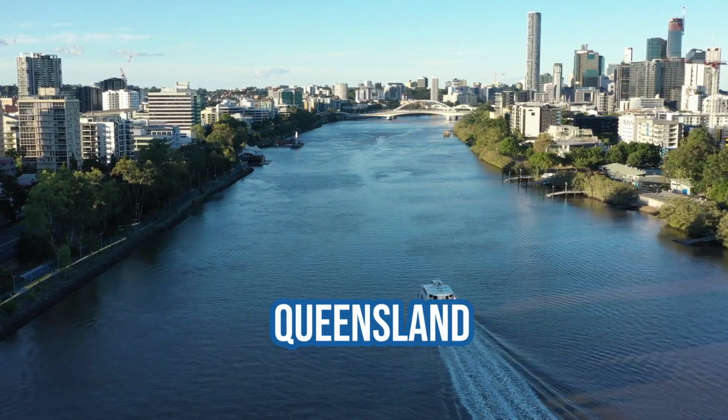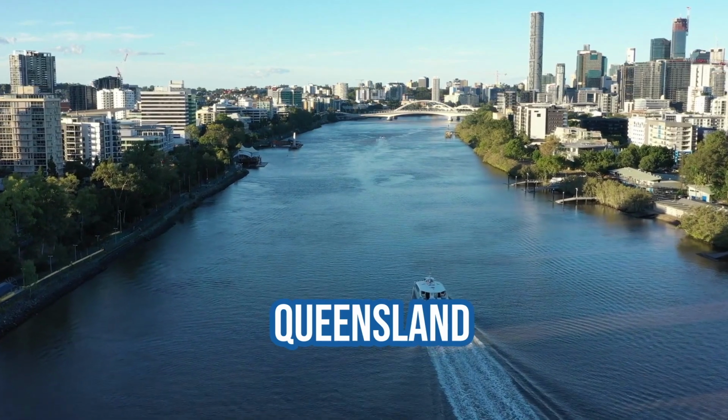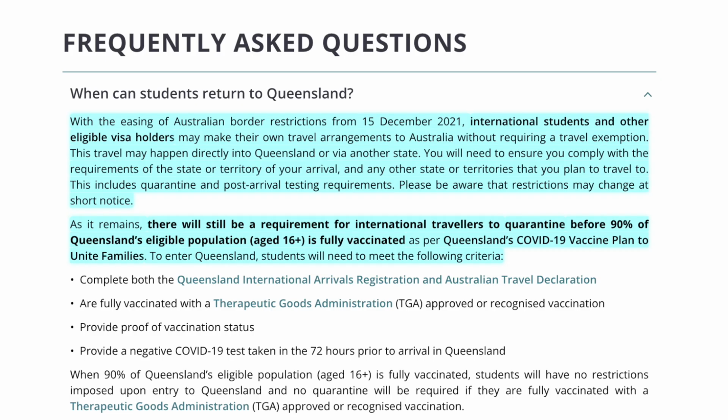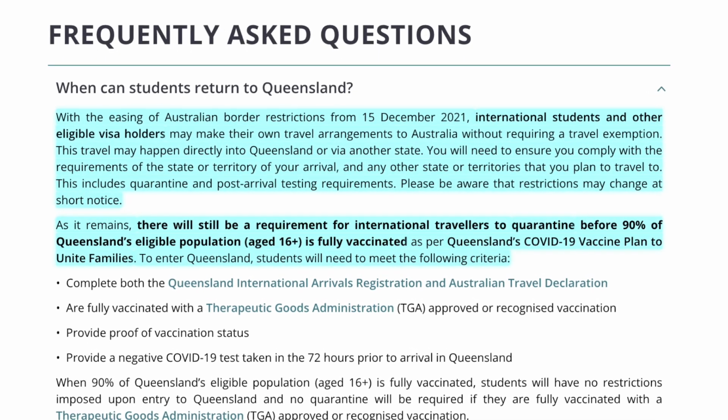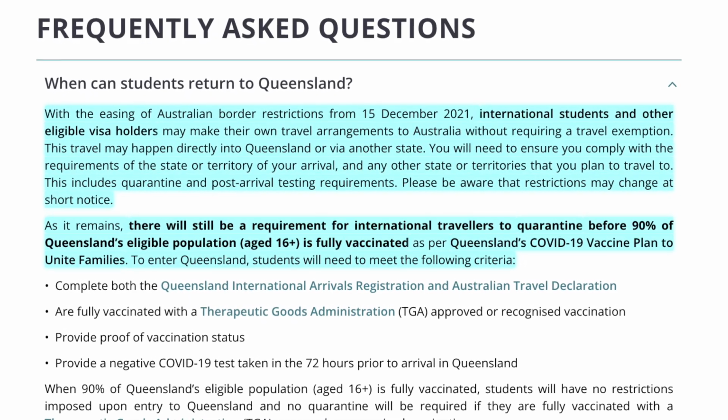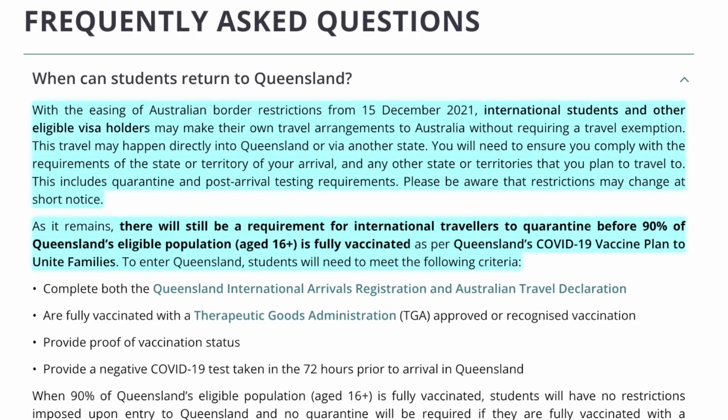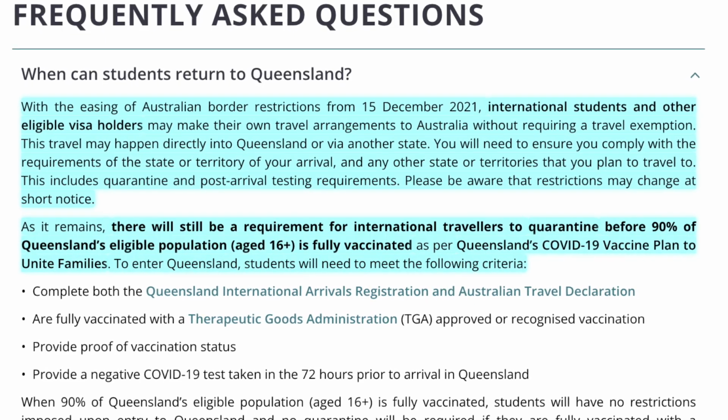Now the next one is Queensland. So the million-dollar question is, can students enter into Queensland right now? The answer is yes. But there is a requirement for international students that they must do 14 days of hotel quarantine at their own cost if they are directly arriving into Queensland at the moment. And the cost of that 14-day hotel quarantine is around $3,200. So it's quite an expensive affair in this case.